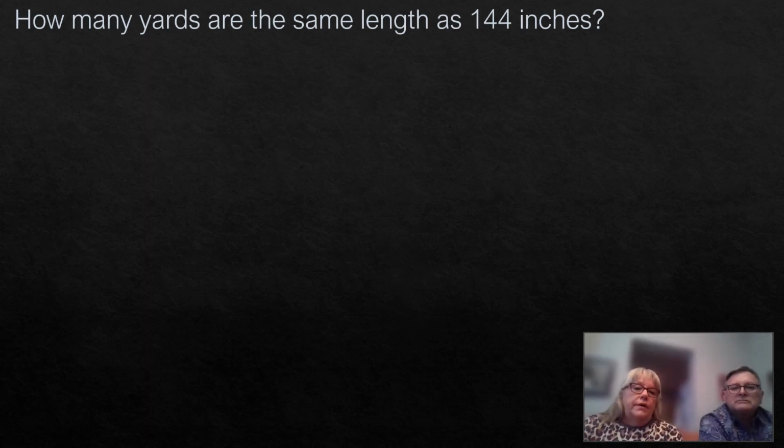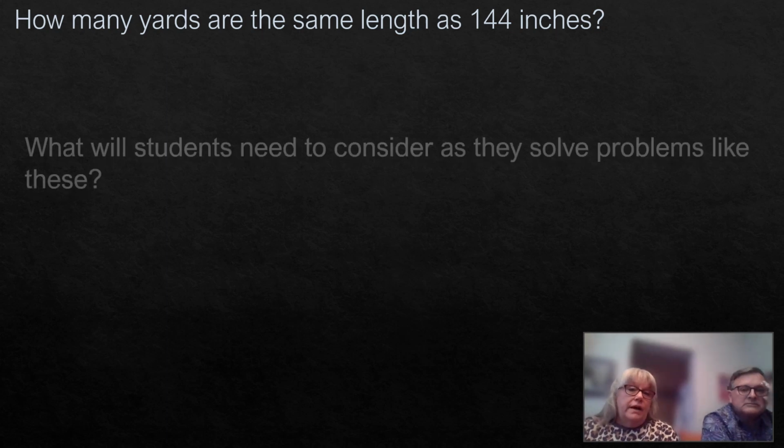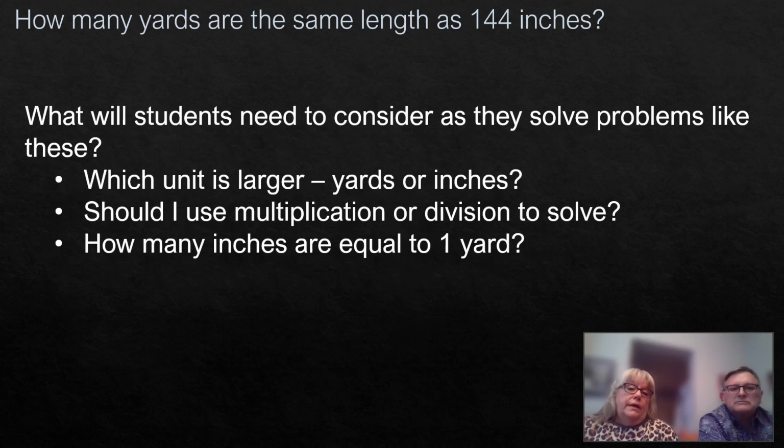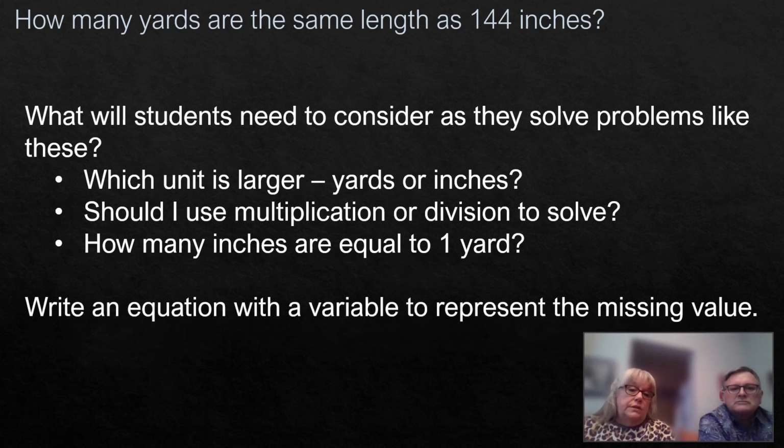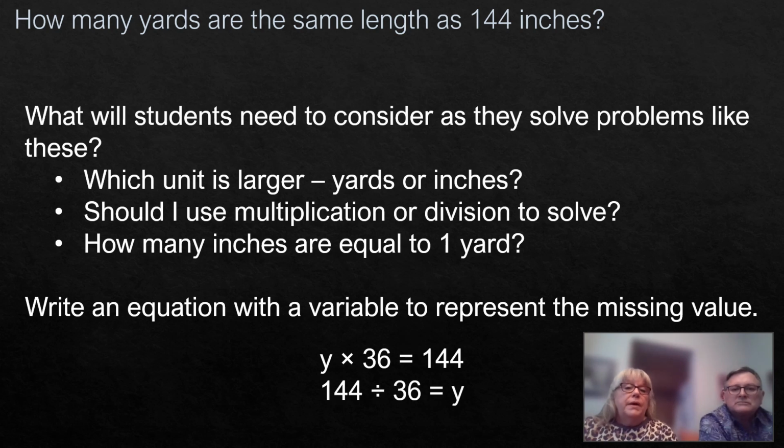So looking at the yards and inches, I know that I have 144 inches. I'm going to yards, so I know that I'm going to have to divide because I have the smaller unit. And in my equations, I could use multiplication. I know yards times 36 is going to give me that 144. If I'm using division, it's going to be 144 divided by 36, which gives me the yards. Yes, and again, have students generate both equations.